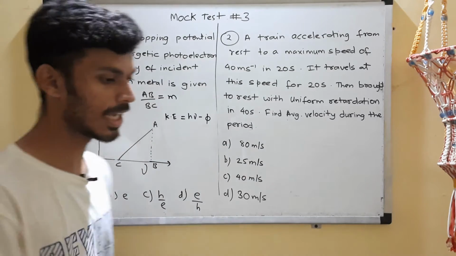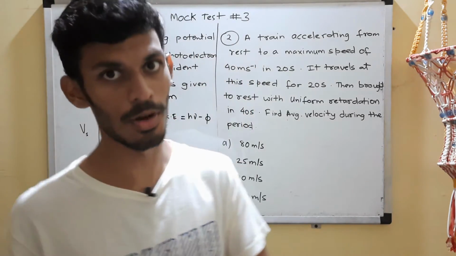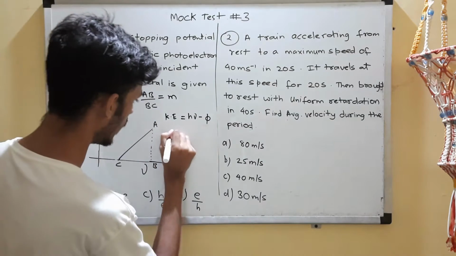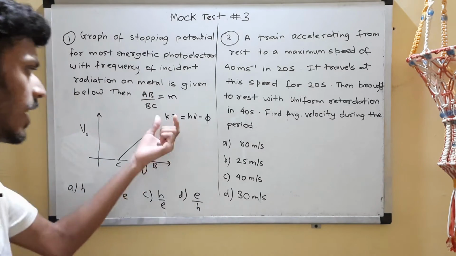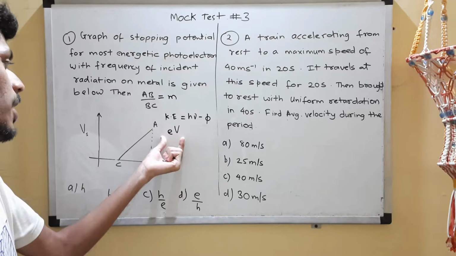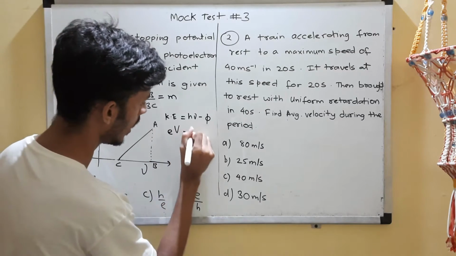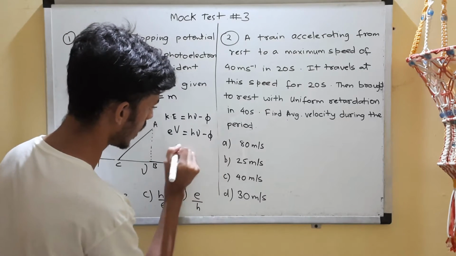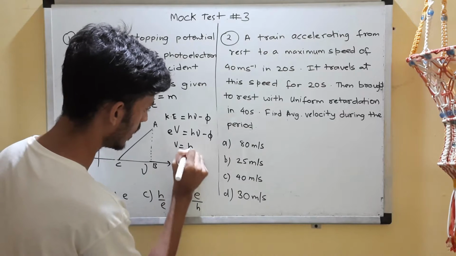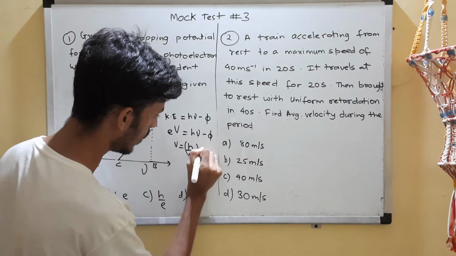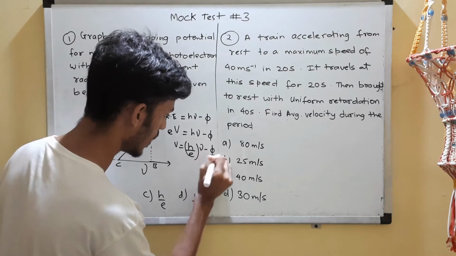Now kinetic energy can be written in terms of stopping potential. It is E times V. Kinetic energy in terms of stopping potential. So EV, and here we'll have h nu minus phi. So V, we can write it as h by e into nu minus phi by e.